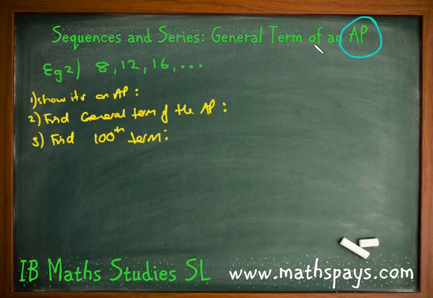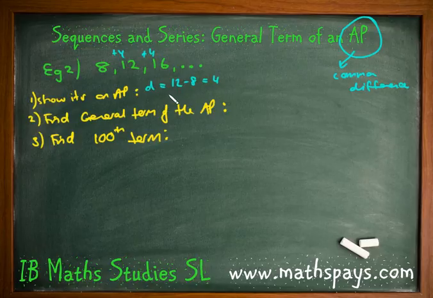We know it's an AP if there is a common difference. It's the first thing that goes through my mind when I see the word AP. So straight away, I look at this and say, okay, I've got plus 4 and plus 4. How did I get that? Well, I got that by saying 12 take away 8 equals 4. I also got that by saying 16 take away 12 is 4. Therefore, there's a common difference.